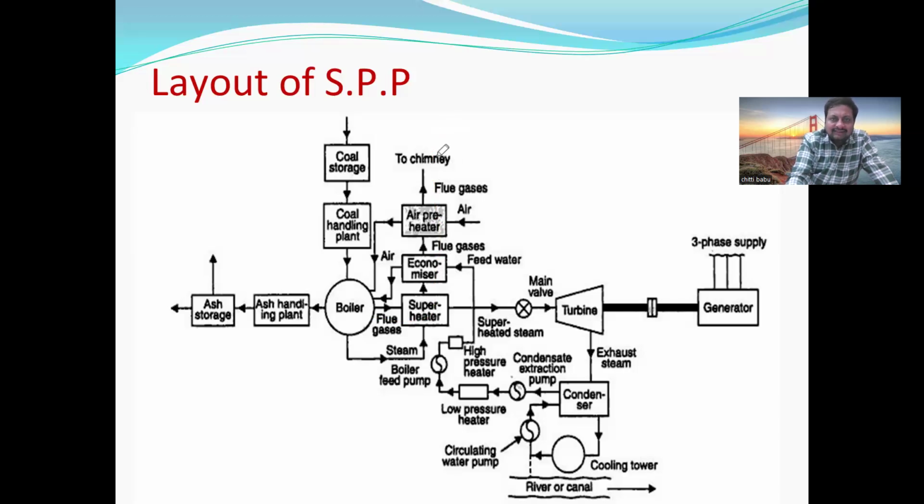So these are the accessories of the boiler. Superheater, economizer, air preheater are the accessories of the boiler. For increasing the efficiency of the boiler, we need to use accessories like superheater, economizer, air preheater. These are the boiler accessories for improving the efficiency.